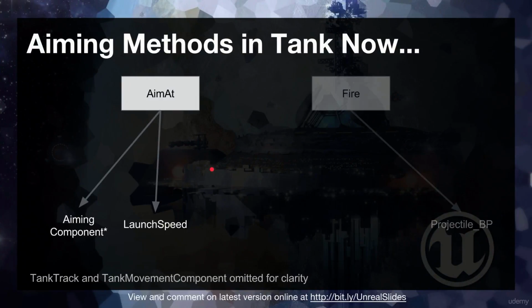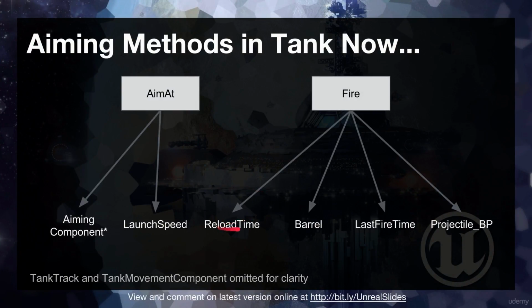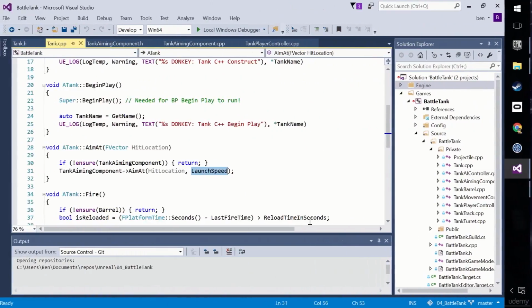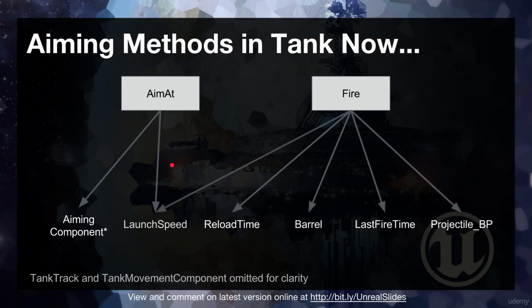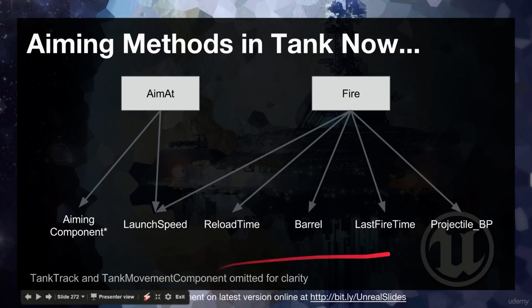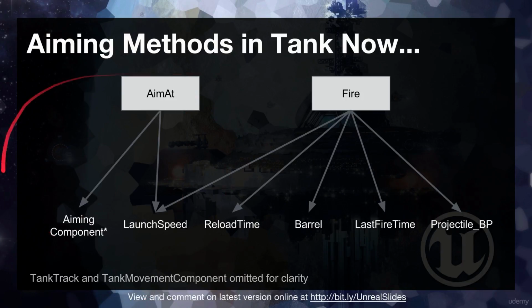Fine. How about fire? Well, the fire method uses all these things: the reload time, barrel, last fire time, etc. Let's take a look. Oh, they're all in here. Okay, so what's quite interesting though is that they both use the launch speed. So what this means is if we want to try and move one method at a time, which is what I recommend, this is what I mean by keeping it close to compiling. Well, I would firstly favour AMAT. Why? Well, it really should be relatively simple.